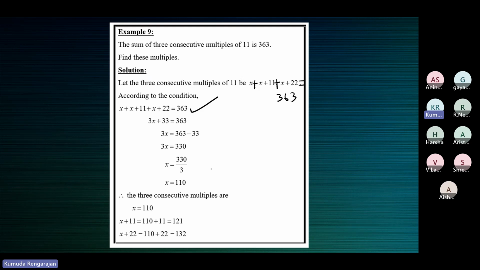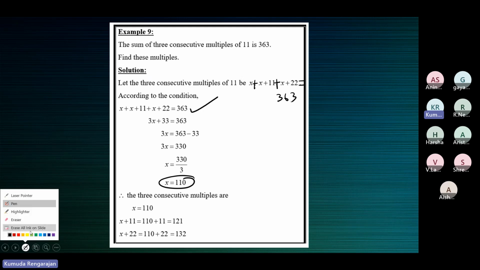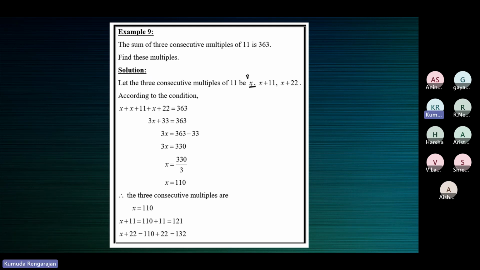So we need to solve this equation and find the value of x. And once you get the value of x, you can find the three numbers. X is 110. So the next number will be 110 plus 11, and this will be 110 plus 22. Yes, ma'am. I got it. And I solved the equation also. Yeah, very good. Yes, children, please write down the question and take down the answer. Again, any further questions, please feel free to ask. Done, ma'am.